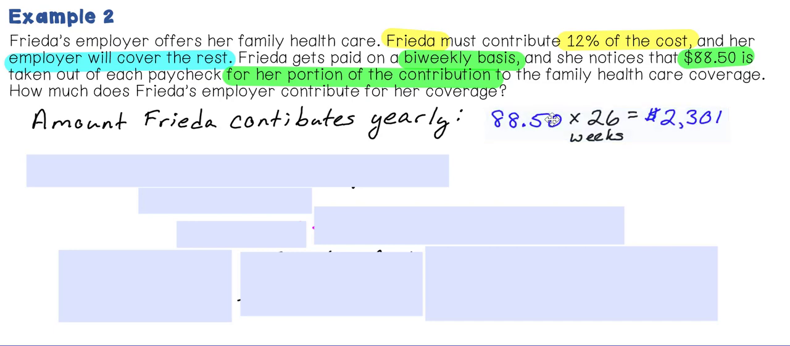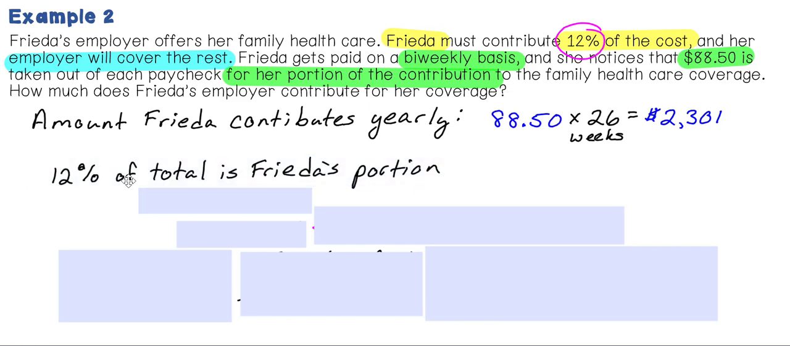So you would take that $88.50 and multiply it by 26 weeks. That would give us $2,301. Now, her portion of the health care is 12% of the cost. So if we look at it as 12% of the total is Frida's portion, you can use those words to help make it into an equation for you, because your 12% of just means multiply.